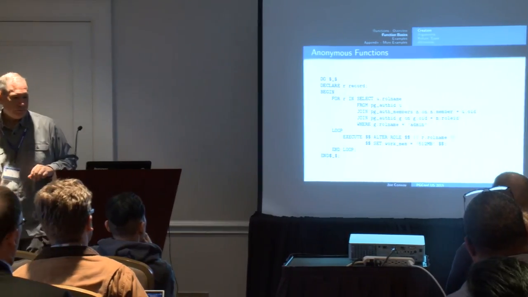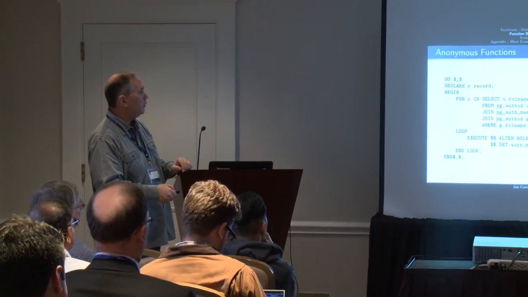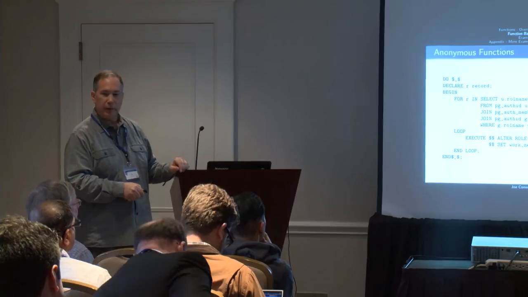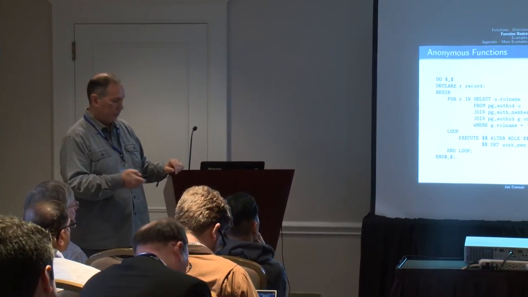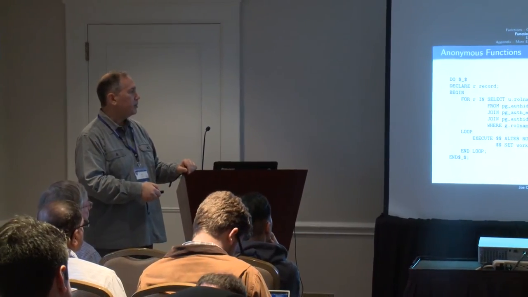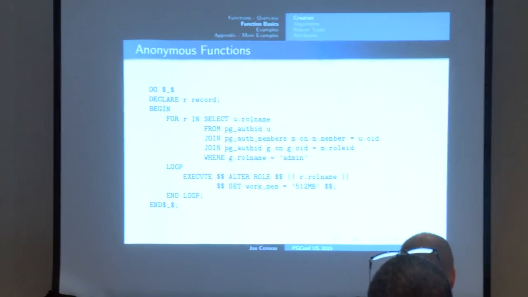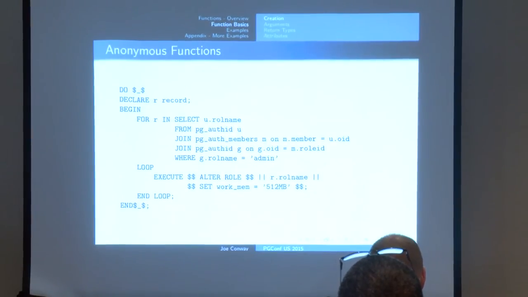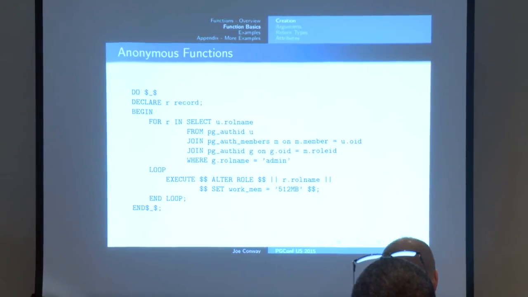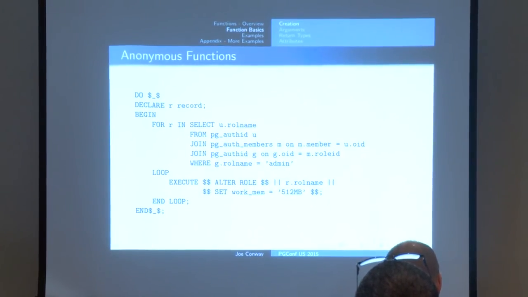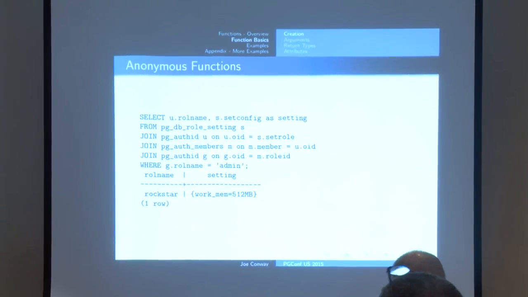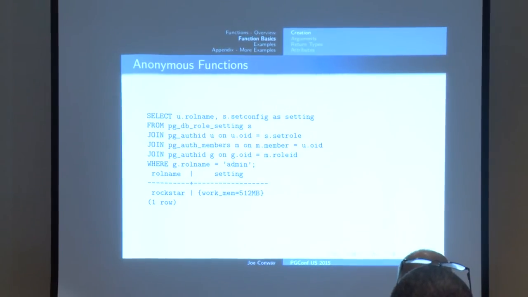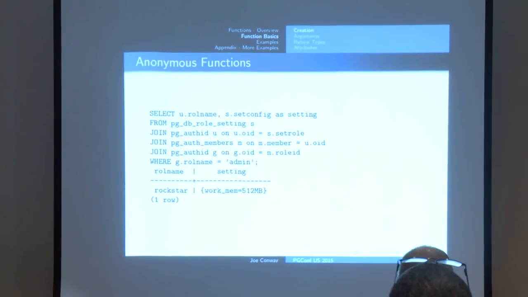So here's an example of one. In this example, I'm looping through the Postgres internal tables to find all of the users who belong to a certain group. My group I'm looking for is admin. I'm finding all the members of the group admin, and then I'm taking that string, the role name, and concatenating it to an alter role statement to set a custom configuration variable for all those users that are in the admin group. And I'm looping through them all. So I can do this as a one-time thing, if I want to assign the same value or do the same grant to all of these users. You can write one of these things and execute it. And then here's just a query that'll show you how to prove that what I just did worked. So there's this role named Rockstar. He belongs to the group admins, and now he's got this custom setting for work memory, 512 megs.